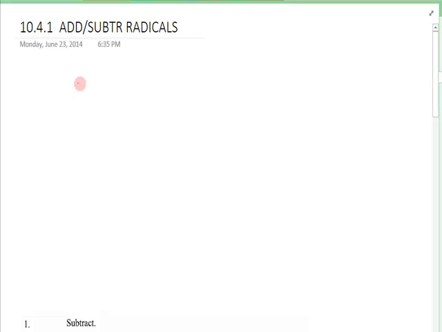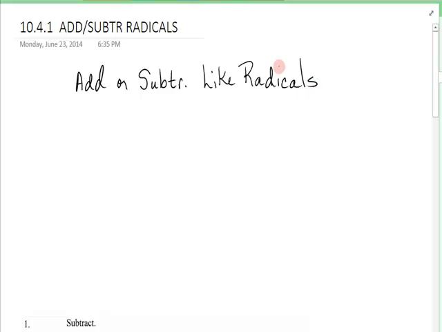You can only add or subtract, and I'm abbreviating that, like radicals. Like radicals are similar to like terms. They have the same index. In other words, a square root and a cube root cannot be like radicals. They have to have the same index. They have to have the same radicand.